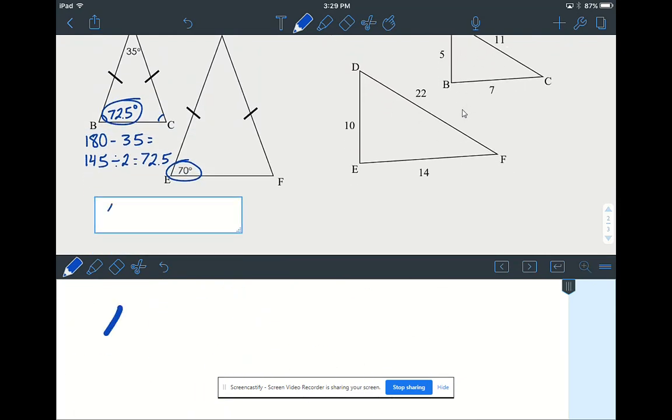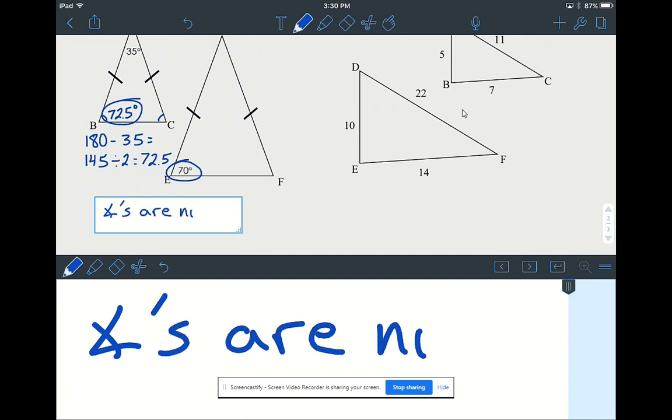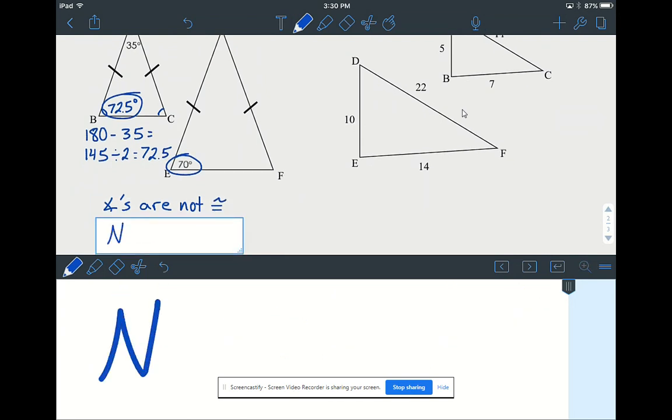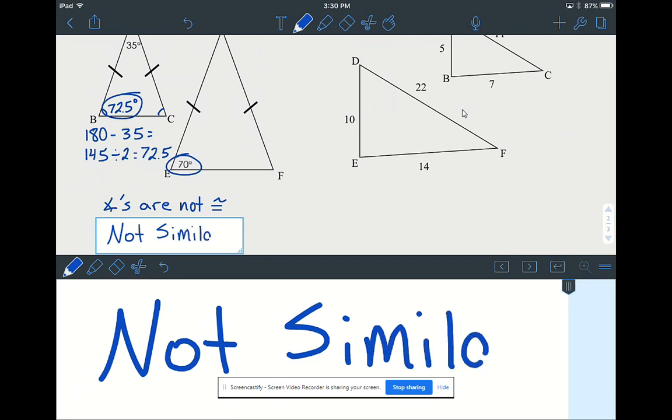So you need to say the angles are not congruent, so not similar. All right.